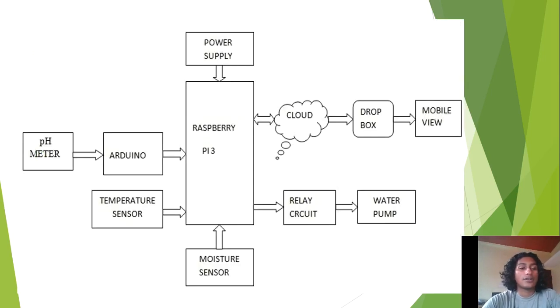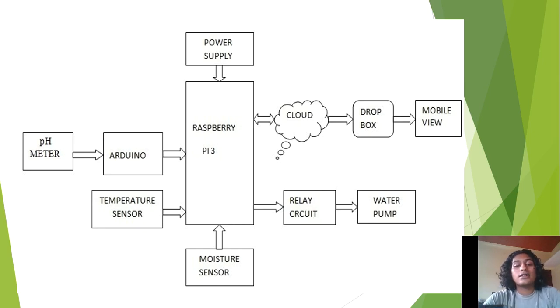So this is our flowchart. The flowchart explains the working of the Raspberry Pi. Here the three sensors, pH meter, temperature sensor, and moisture sensor, are inserted into the soil. One end is connected to the Raspberry Pi. Also, from the pH meter, the Arduino is used as an analog to digital converter, because the pH meter gives analog signals to the Arduino, and the Arduino will change the analog signals to digital signals and give them to the Raspberry Pi.